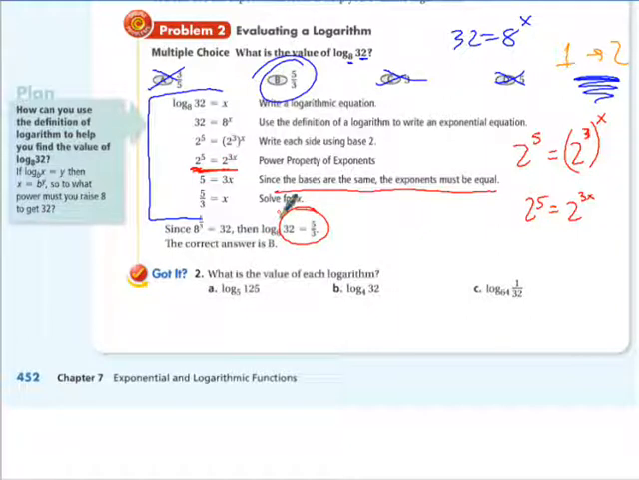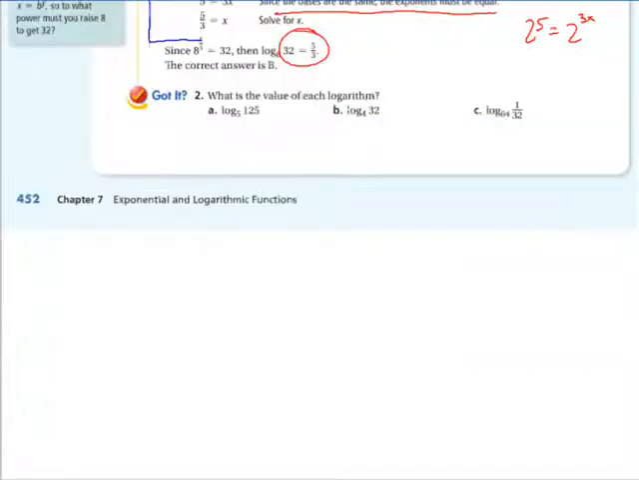Now, if it's not multiple choice, you would have to figure it out. It was multiple choice, so we were able to eliminate answers just based on this information right here. Go ahead and take a second. What is the value of each logarithm here for 2a, b, and c? Go ahead and pause the video and get values for each of those. Go ahead and pause the video now.